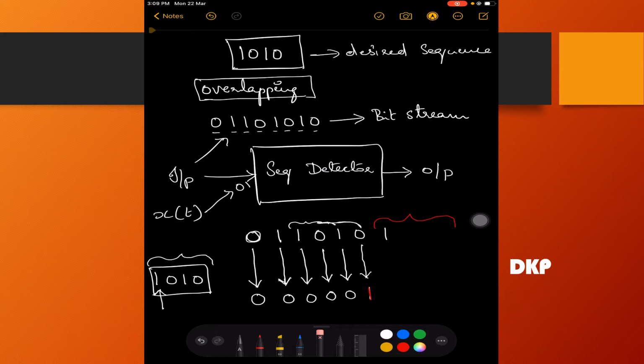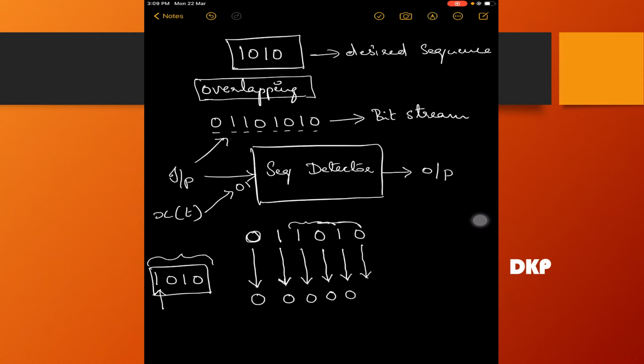Let me erase this off. Now, let me explain what is with overlapping. So this was your bit stream 1 0 1 0, one more 1 0 is here. For overlapping, it will take the last 2 bits of this sequence. This is already the first sequence, the first sequence 1 0 1 0.